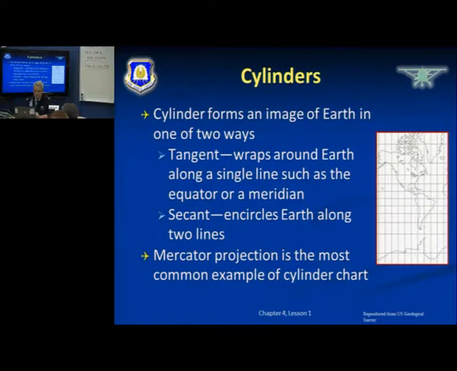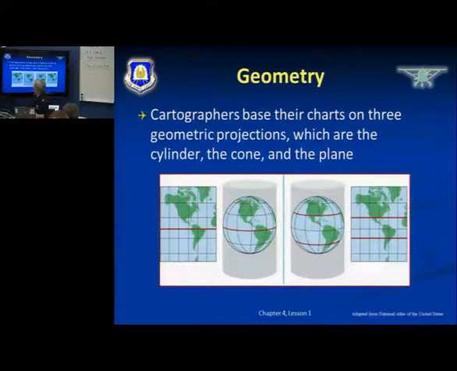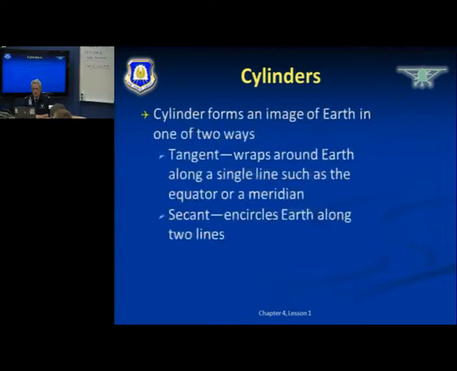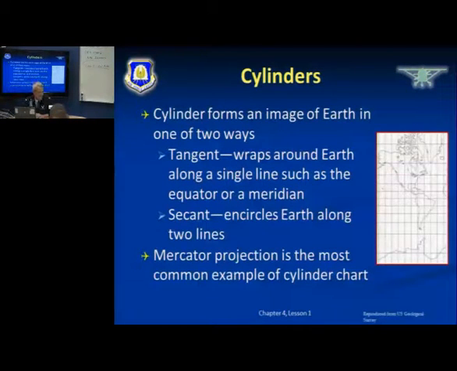A tangent projection is what we were looking at, where it actually is perfect at one spot, like the equator. A secant projection is where you can see it encircles the Earth and is perfect on two lines. And actually, if you go back, you can see over here on this secant projection, the Tropic of Cancer and Tropic of Capricorn are perfect there, but it's bad everywhere else. And so really, when you're talking about maps, maps are kind of complicated. They're just not as simple as you think.